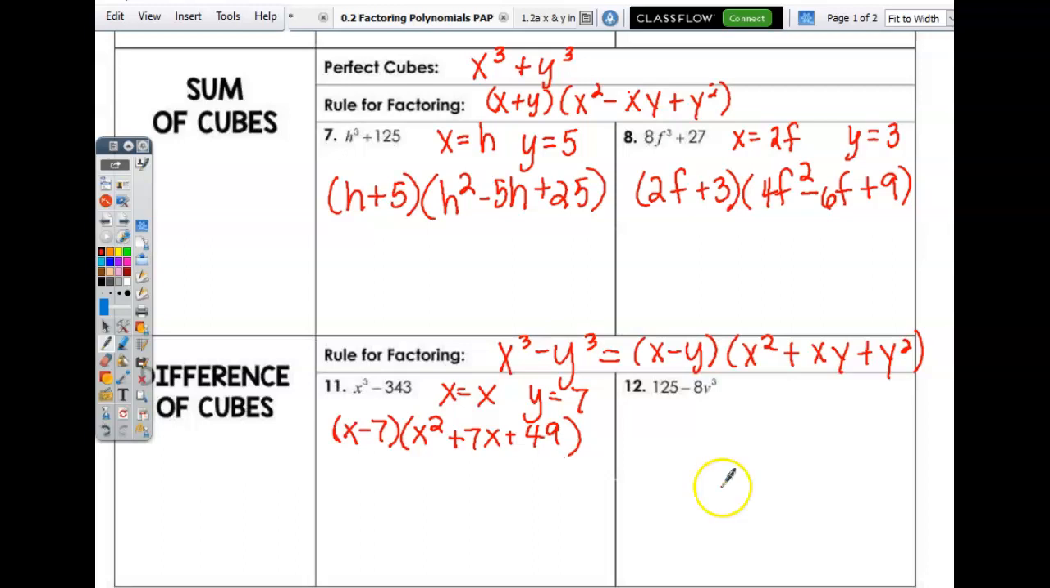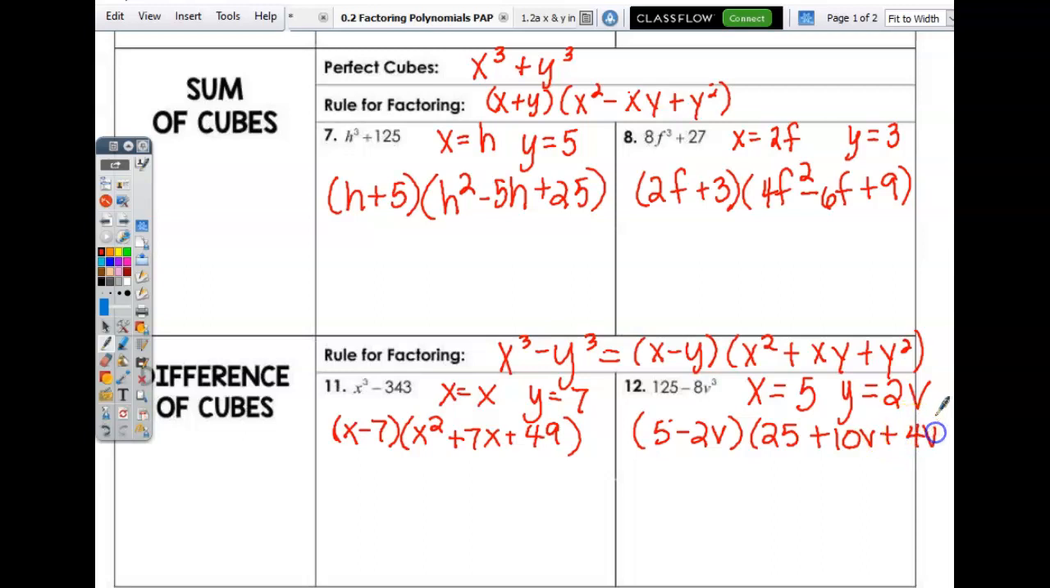So lastly, my x and my y. So x, what do you think? What number raised to the third is going to give me 125? 5. And then I have 8b to the third. So that's going to be 2b. So now I'm just going to fill in my formula. I'm going to take 5 minus 2b. X squared is going to be 25 plus x times y is going to be 10b, and then plus 2b squared is going to be 4b squared.